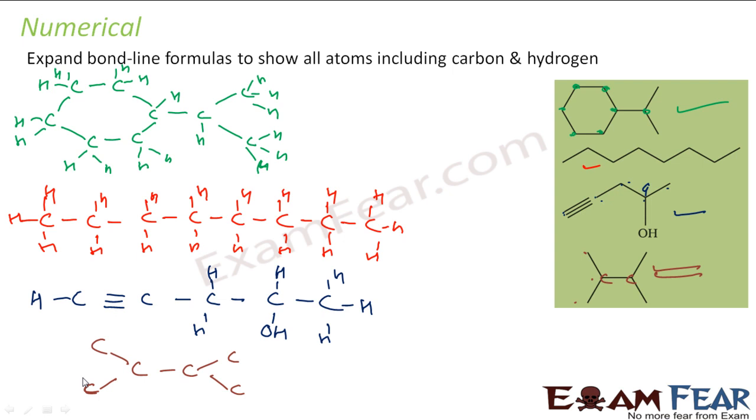This carbon has only 1 bond, so let me add 3 hydrogens. This carbon also has 1 bond, so let me add 3 hydrogens. This carbon has 3 bonds, so only 1 hydrogen is required. This carbon also has 3 bonds, only 1 hydrogen is required. This carbon has only 1 bond, so 3 bonds are required. This carbon has only 1 bond, so 3 more bonds are required to make sure they are 4 bonds. And that is my structure.